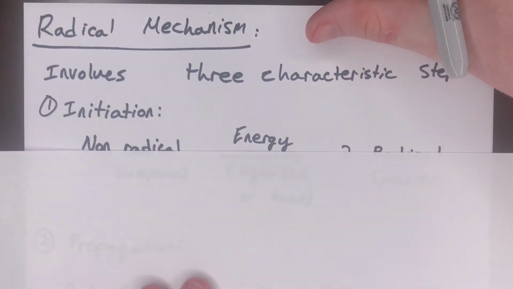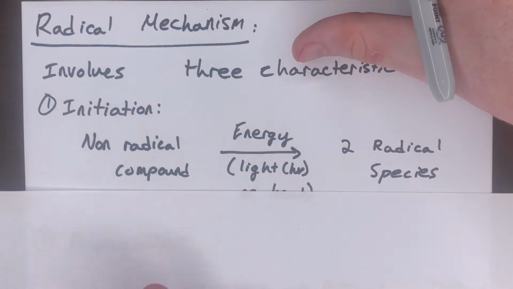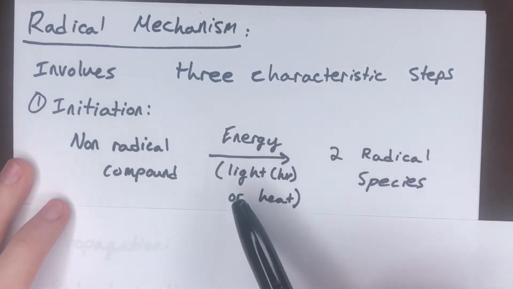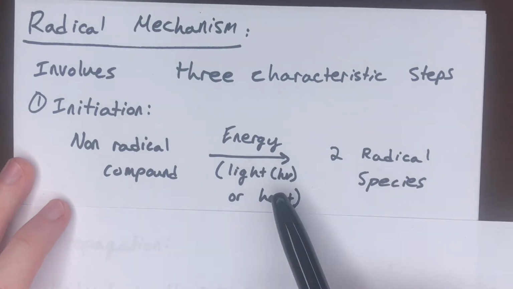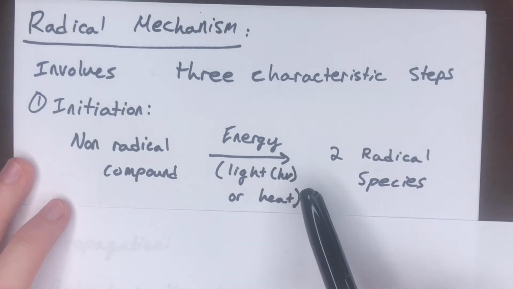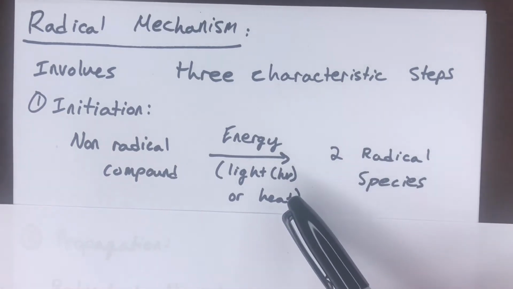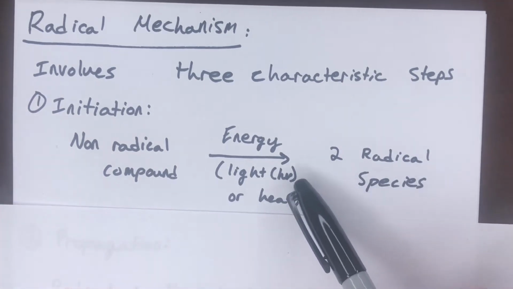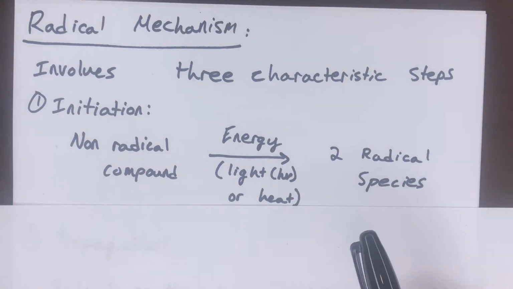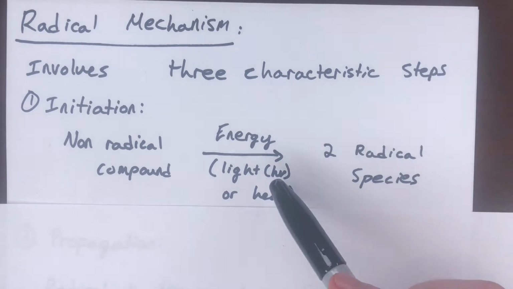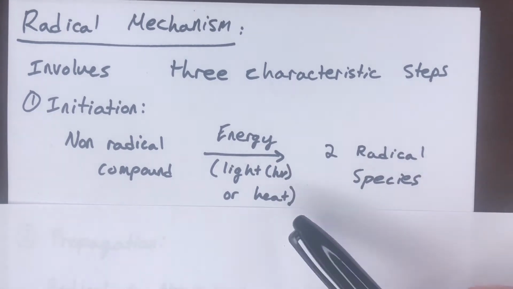The first step is an initiation step. This is where you go from a non-radical compound and input some energy, either light, which could be denoted as h nu, where nu is the frequency of the light shined on your system and h is Planck's constant, giving the energy being put into the system, or you can heat the reaction vessel.